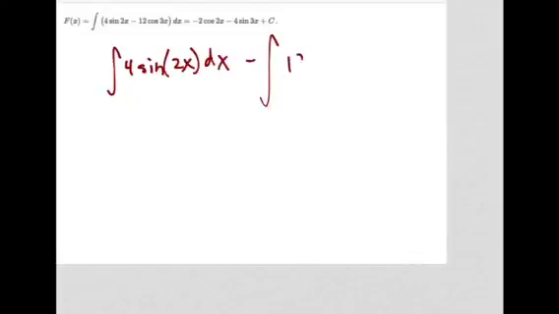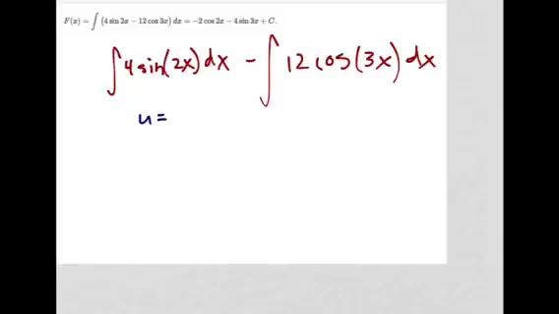So for this integral, the way I would do it is you split it up into the integral of 4 sine of 2x dx minus the integral of 12 cosine of 3x. Essentially you are dividing by 2 and by 3, but there's a reason why we do that. When I have a function within a function, I use u substitution.